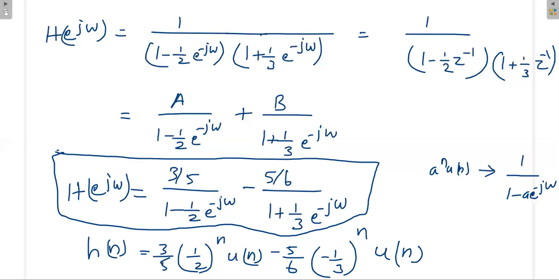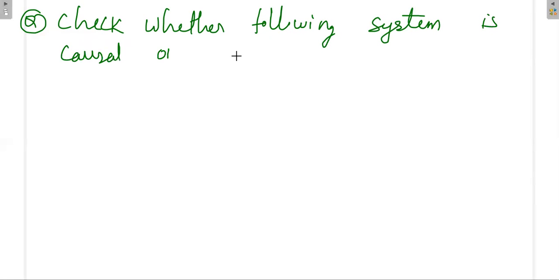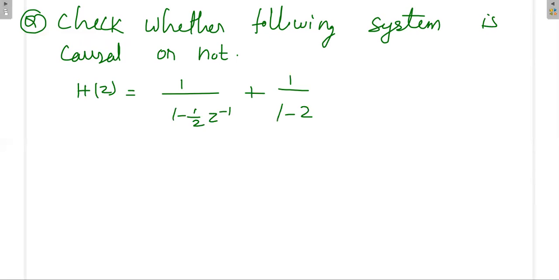Next question. Check whether the following system is causal or not. H of z is equal to 1 by 1 minus 1 by 2 z inverse plus 1 by 1 minus 2 z inverse. In ROC, they given mod z greater than 2. Whether the given system is causal or not.